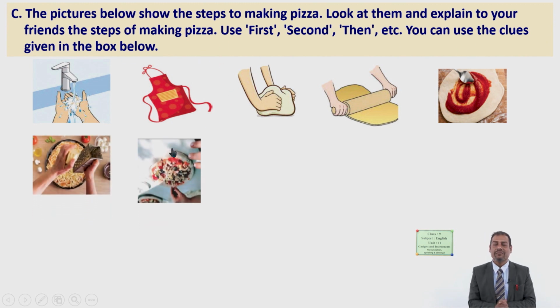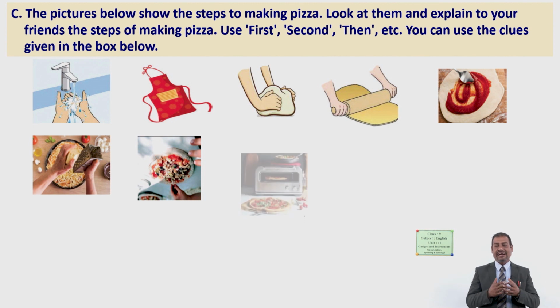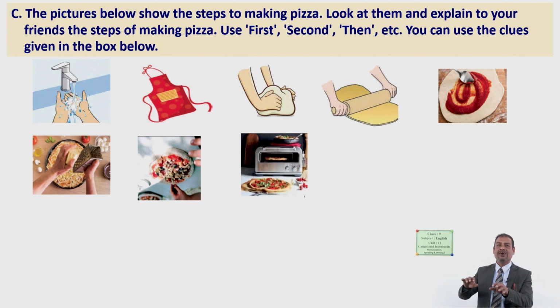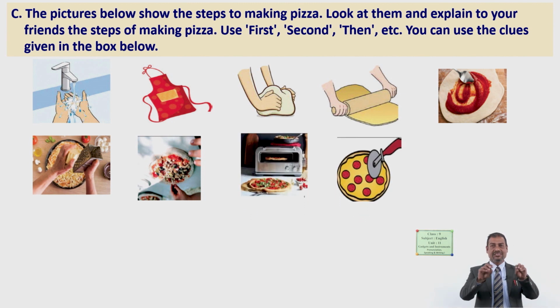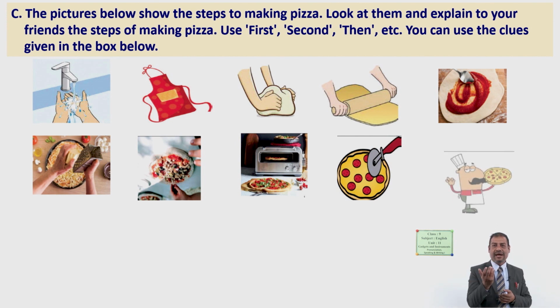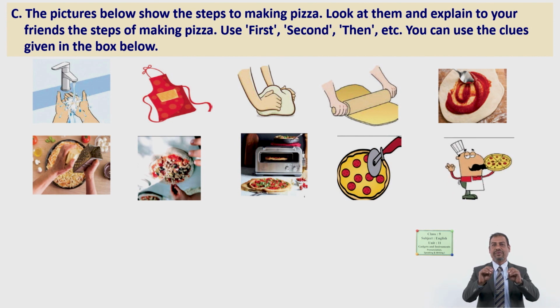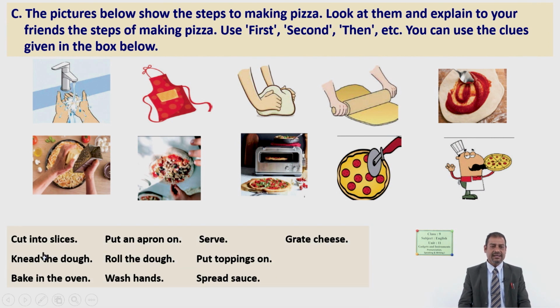These are the pictures. Now, I don't know how to make a pizza, and there are some clues for you, and you have to give me instructions to make a pizza, okay? And the clues for you are cut into slices, put an apron on, serve, grate cheese, knead the dough, roll the dough, put toppings on, bake in the oven, wash hands, spread sauce.